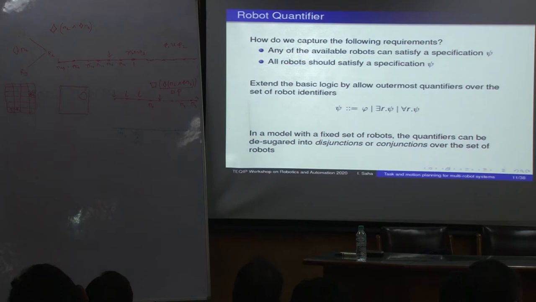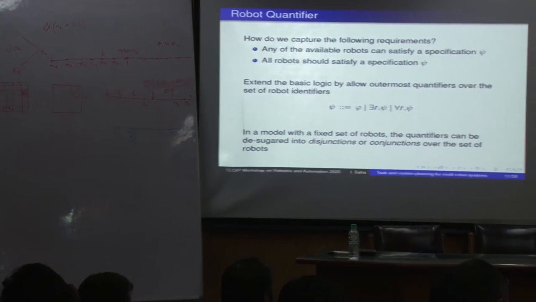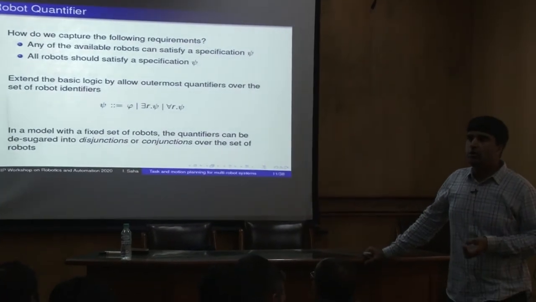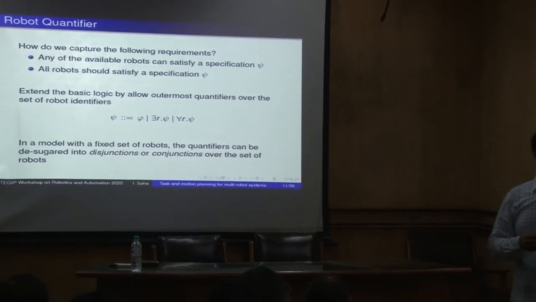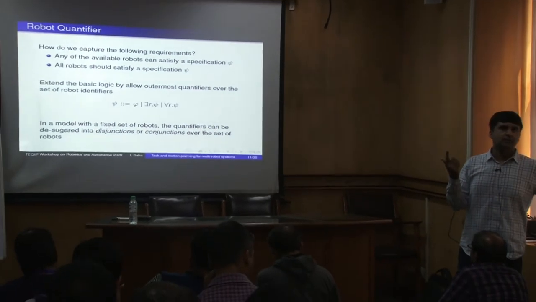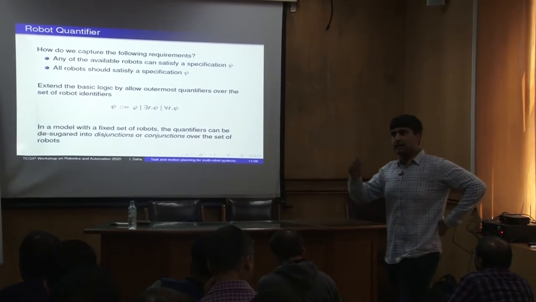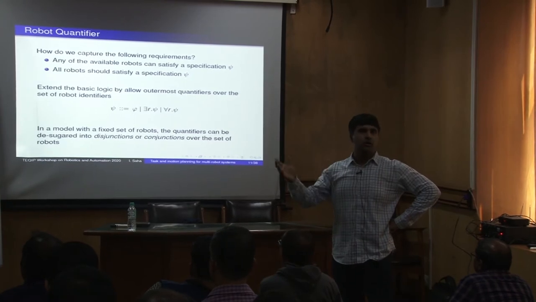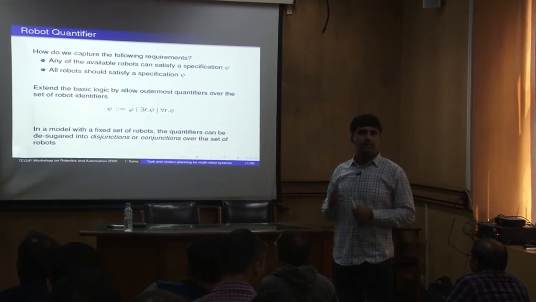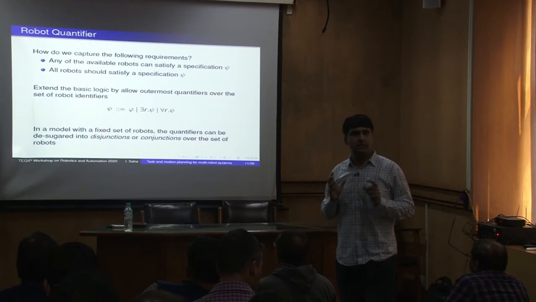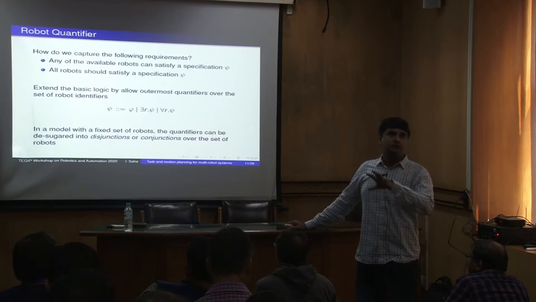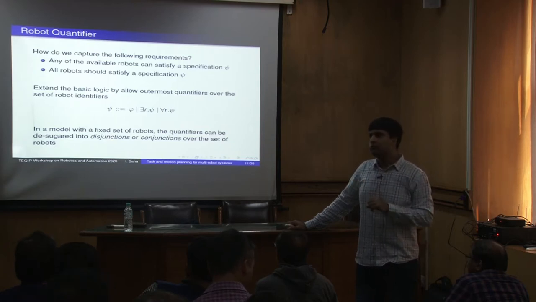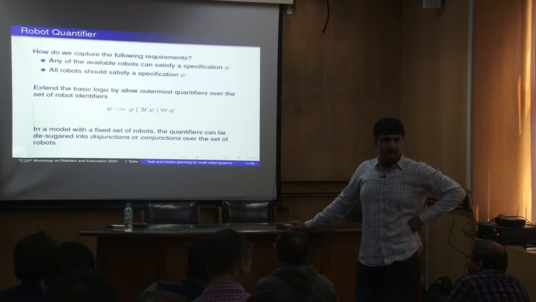And now we are talking about multi-robot systems, right? So there could be specifications where we might want to say that I have a set of robots and I would like any robot to perform some task, right? I do not want to figure out exactly which robot, but any robot should take up this task, and that's the specification that we want to capture. And alternatively, we would also want to say that all robots in my robot suite should perform some operation, right?